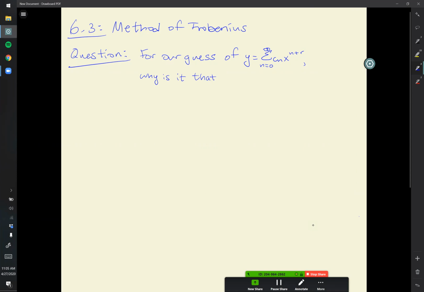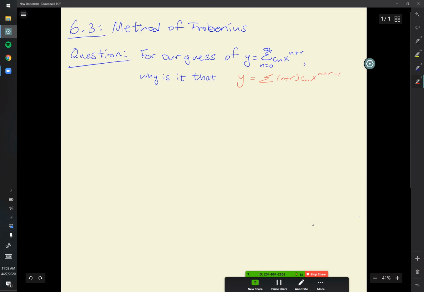So we're going to guess our solution looks like this. It has that unknown r that we'll find out in the middle of the problem. The index starts at 0 and it's Cn x to the n plus r. So I guess the question that I didn't really answer is, if this is our guess, why is it true that our derivative looks like this: n plus r Cn x to the n plus r minus 1.